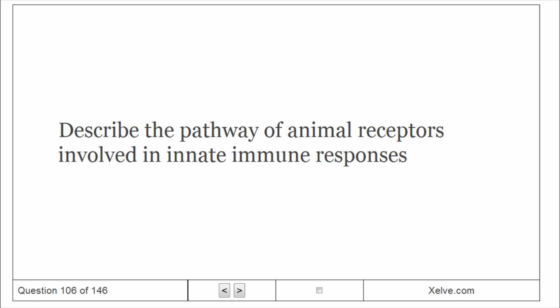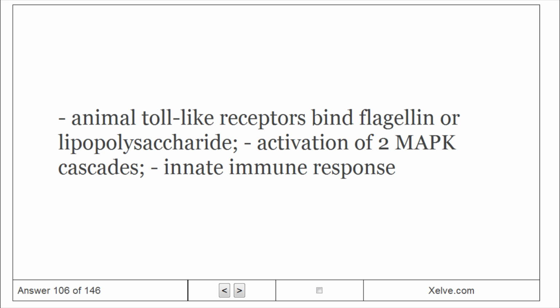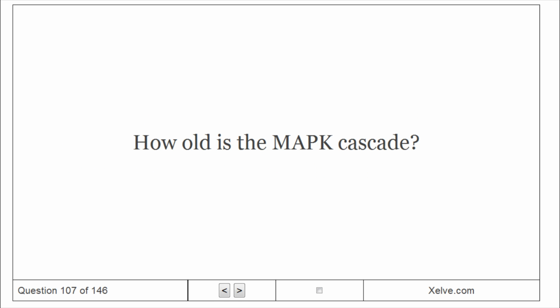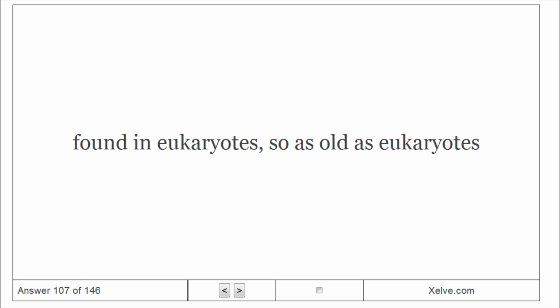Describe the pathway of animal receptors involved in innate immune responses. Animal toll-like receptors bind flagellin or lipopolysaccharide, activation of MAPK cascades. Innate immune response. How old is the MAPK cascade? Found in eukaryotes, so as old as eukaryotes.